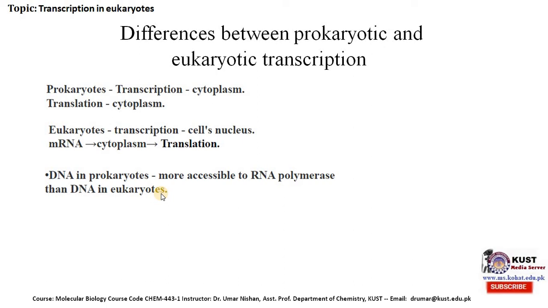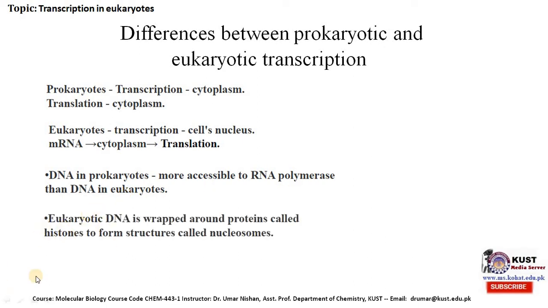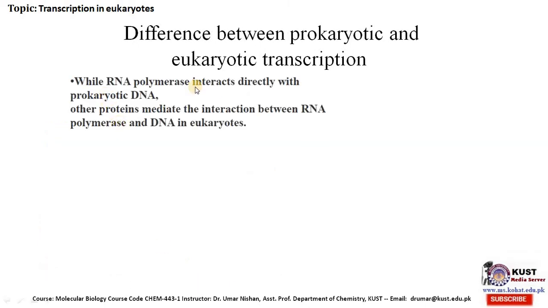So let's say about accessibility. The accessibility of prokaryotic DNA is much more as compared to that in eukaryotes. Eukaryotic DNA is wrapped around proteins called histones to form structures called nucleosomes. In eukaryotes, DNA is packed in the form of chromatin, while RNA polymerase interacts directly with prokaryotic DNA. Other proteins mediate the interaction between RNA polymerase and DNA in eukaryotes.